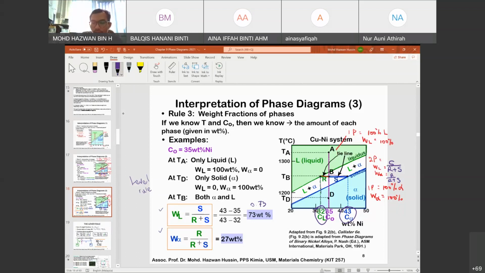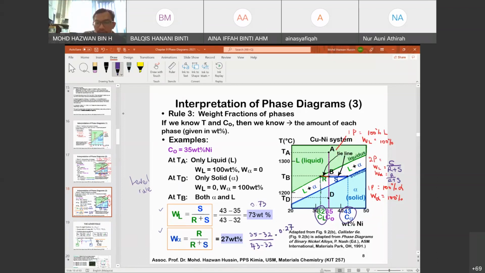And for W alpha, the weight fraction of solid, as I told you, we are going to use this formula, R over R plus S. So what is R? R is actually 35 minus 32, divided by 43 minus 32. So you will get 0.27.